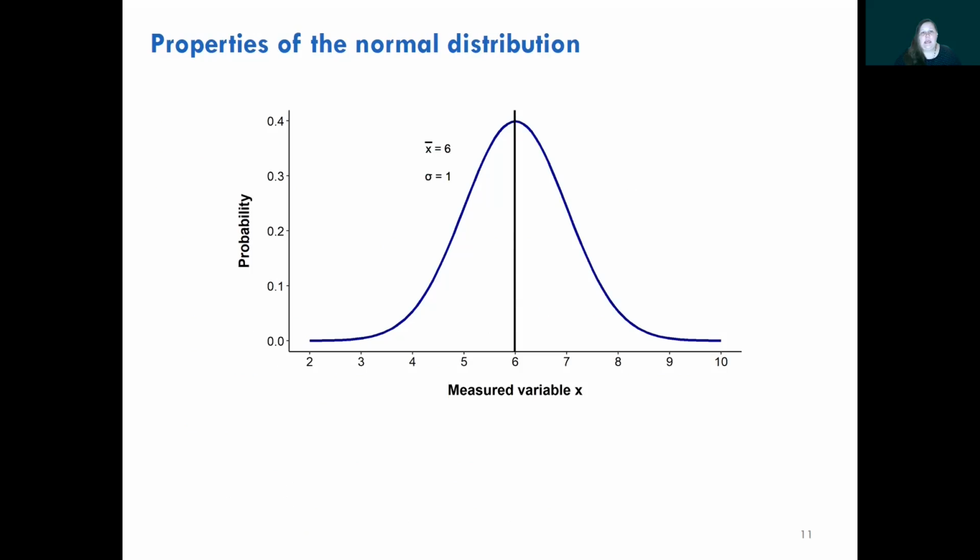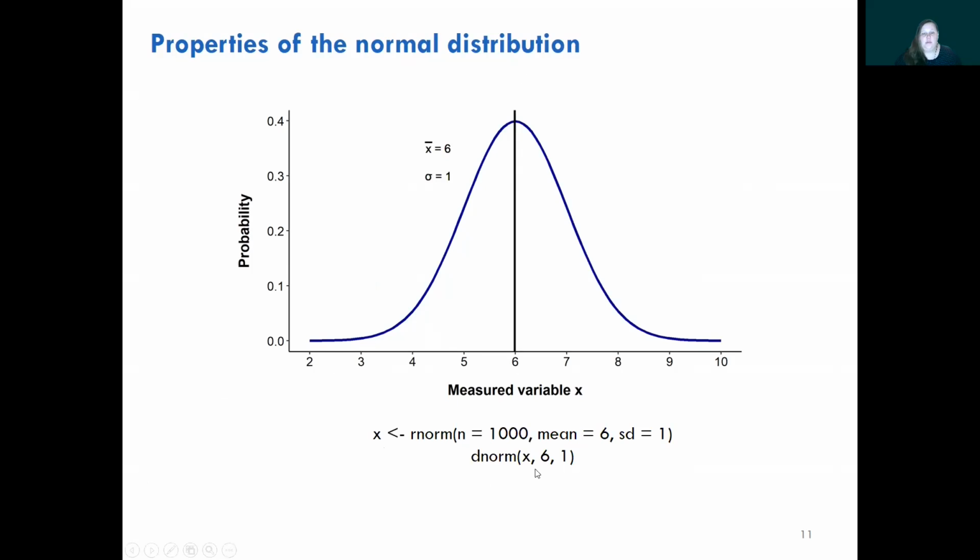Here I'm showing a typical normal distribution of the data. This is the probability curve plotted against the actual measured variable. And this measured variable was chosen in a way that it has a mean value of 6 and a standard deviation of 1. The black vertical line is going through the mean, and this blue line here is the probability function.